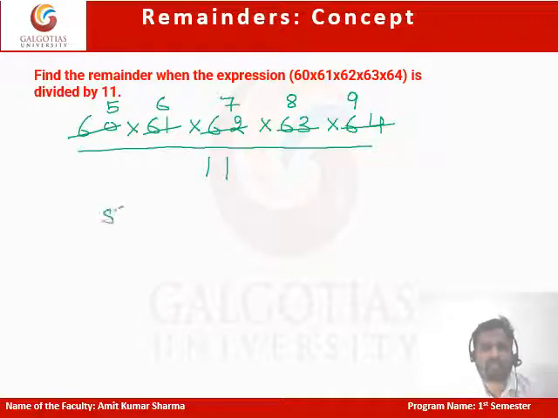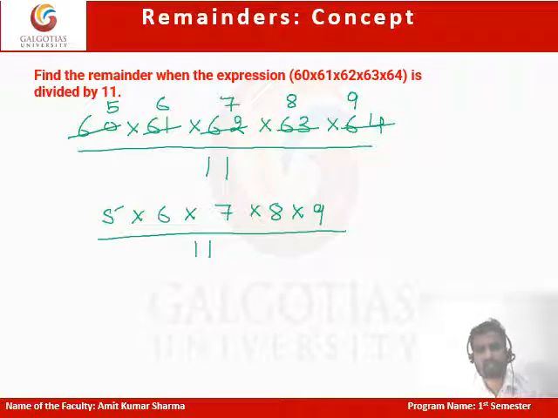So now what is our question? Our question is 5 multiply 6 multiply 7 multiply 8 multiply 9 divided by 11, find the remainder. Again, either we can multiply all these numbers, 5 into 6 into 7 into 8 into 9, and divide the expression by 11, which can be done. But again we can use a shortcut here. Just multiply 5 into 6. 5 6s are 30. It is what?